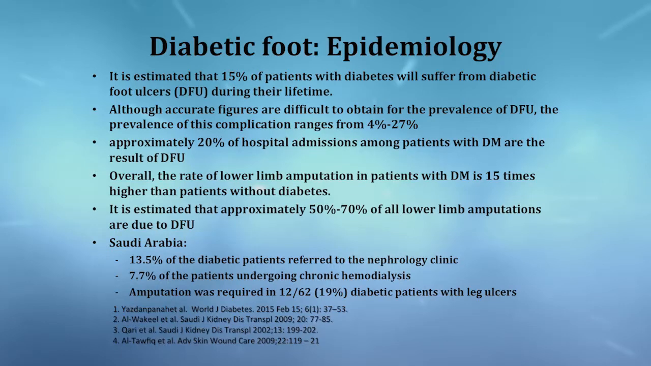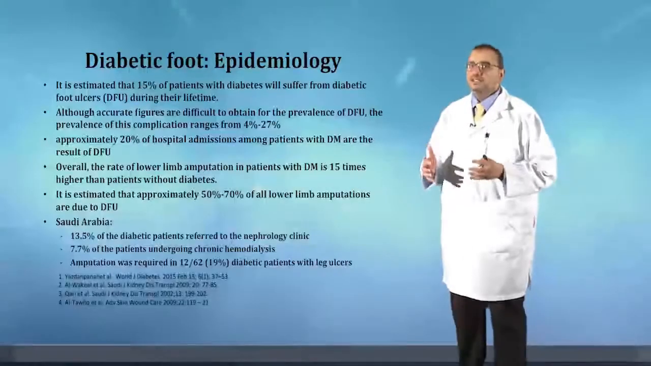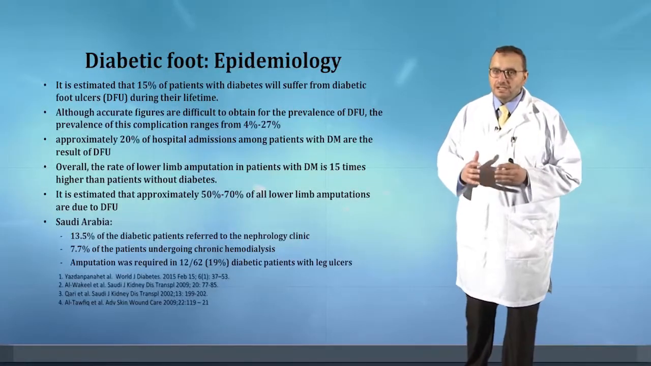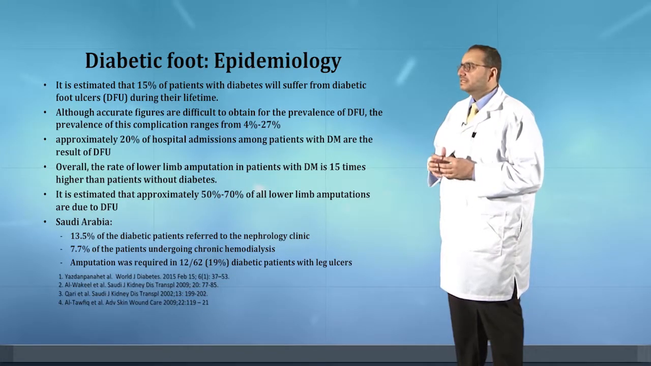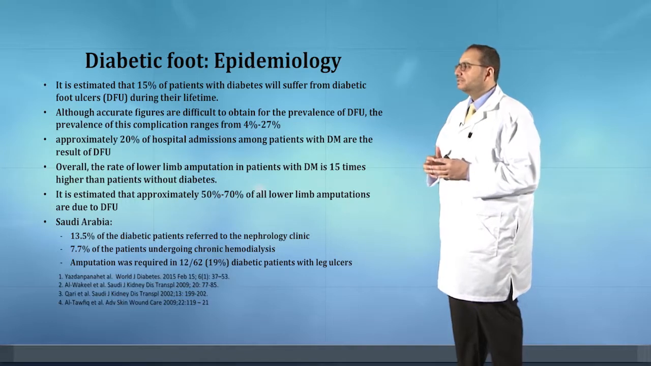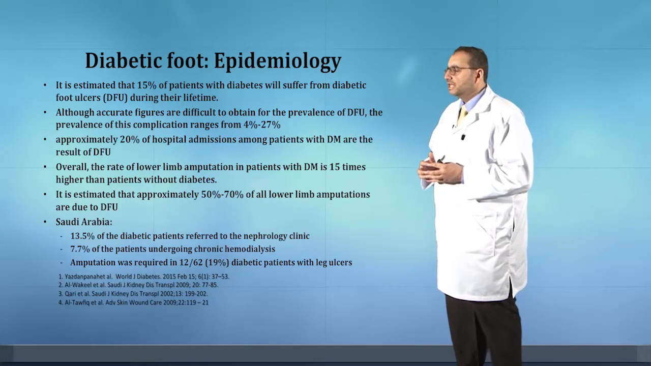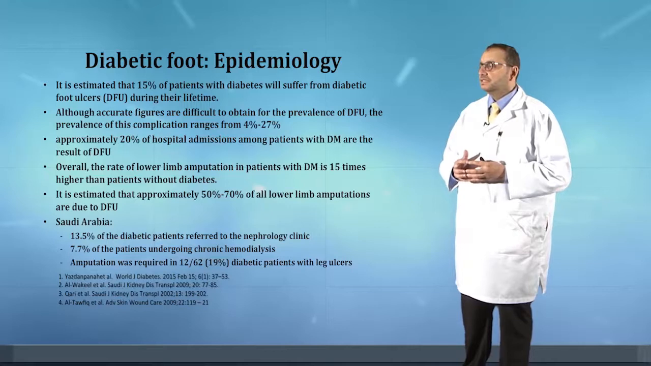Overall, the rate of lower limb amputation, which leads to immobility and a sedentary lifestyle where the patient loses most of his activity, is unfortunately 15 times higher in diabetics than in non-diabetic patients. It is estimated that approximately 50 to 70% of lower limb amputations are related to diabetes.